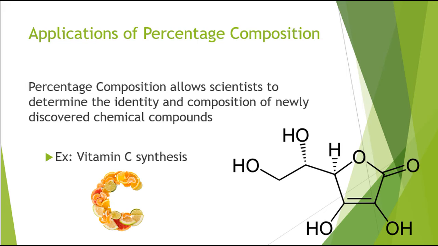Percent composition is a very important concept, as it allows scientists to determine the identity and composition of newly discovered chemical compounds. For example, vitamin C is an important molecule in the growth and repair of body tissues. Human bodies can't synthesize this vitamin, so we must instead obtain it through our diet. Some people don't obtain enough vitamin C through their diet and must take supplements of vitamin C, which are synthesized. In order to synthesize it, scientists need to determine the composition and structure of the original molecule. That's where percent composition comes in.